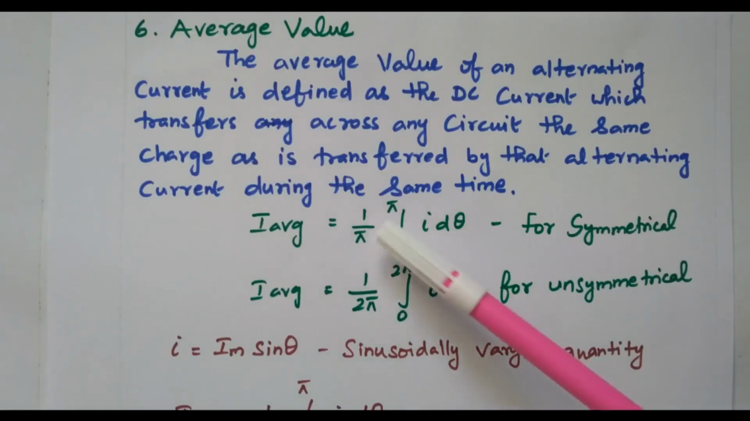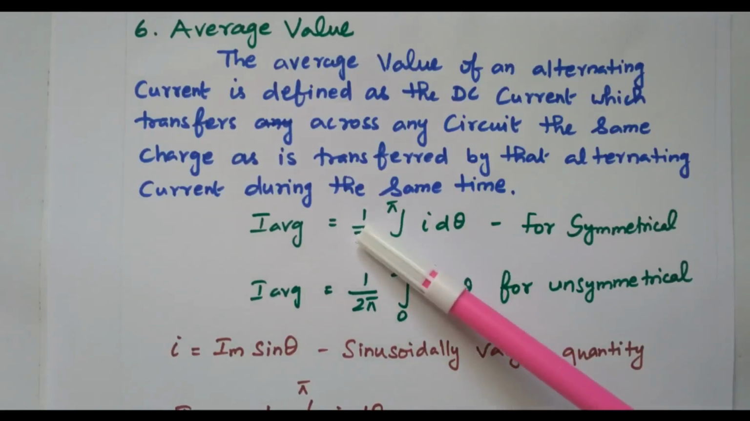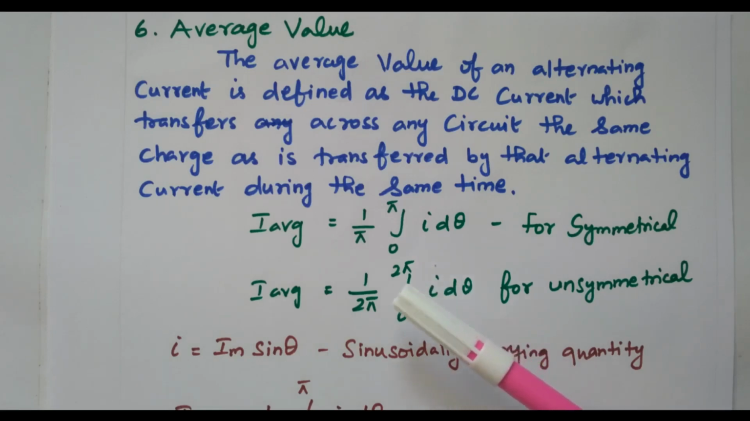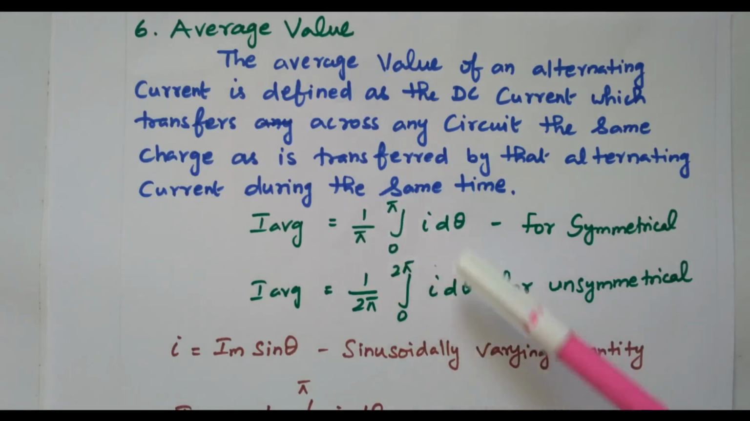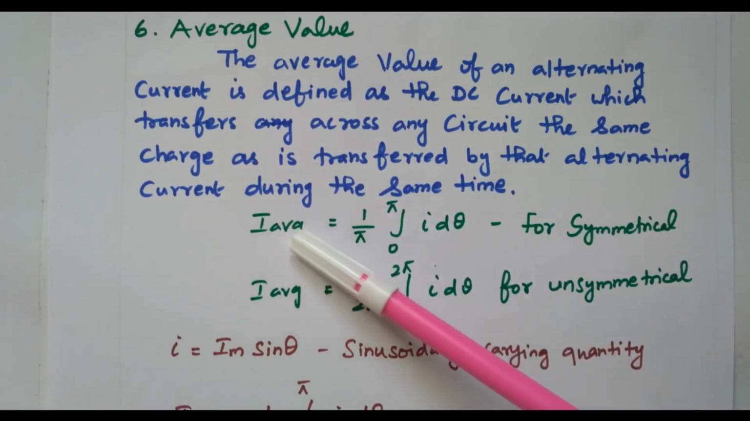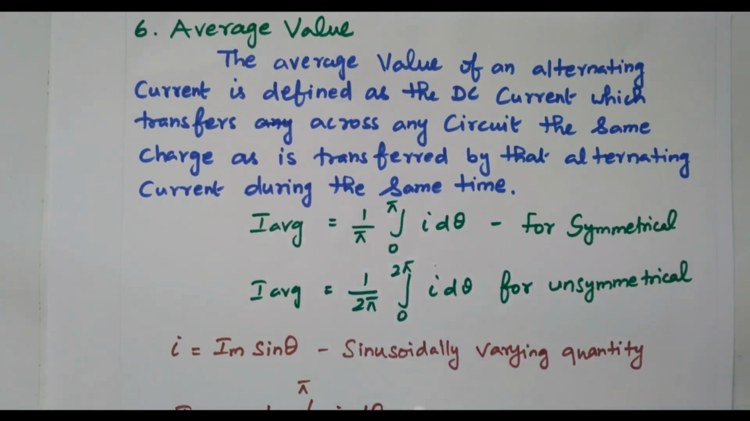So in that case we can take only one half cycle, because the next cycle is also the same. The positive cycle is very similar to the negative cycle. Only the polarity will change. So we will take 1 by pi up to 180 degrees, the limit 0 to pi, I d theta. This is nothing but taking the average from 0 to pi. Each and every value is integrated so that we get the average. In general, average means I1 plus I2 plus I3 up to In divided by n. Like that, here we are doing integration so that we get the average value.